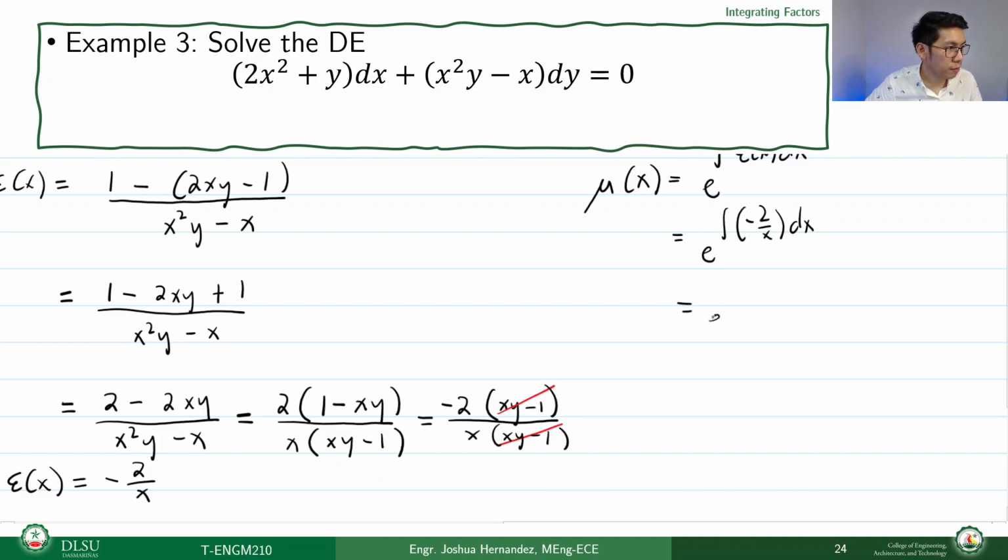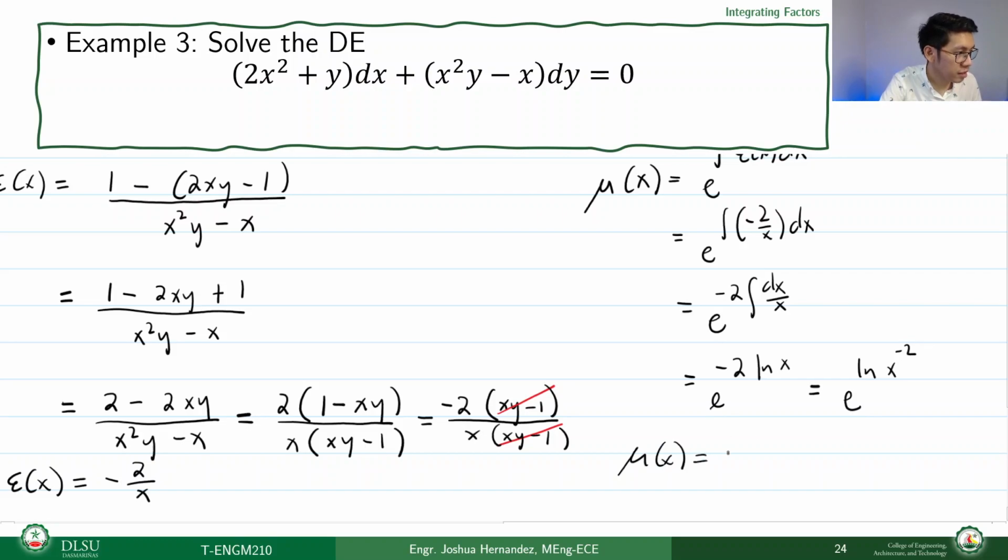We can factor out negative 2 and have dx over x. And we know this as negative 2 ln x e raised to, no? By properties of logarithm, this will become e raised to ln, or x raised to negative 2. And so, since the natural logarithm is raised to an e, we have mu of x equals x raised to negative 2. So, yon yung ating integrating factor.